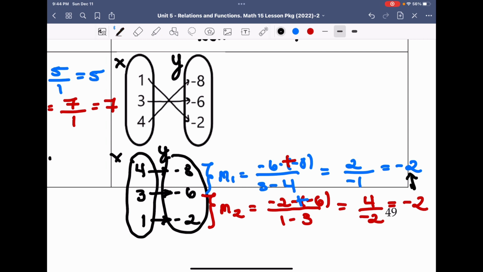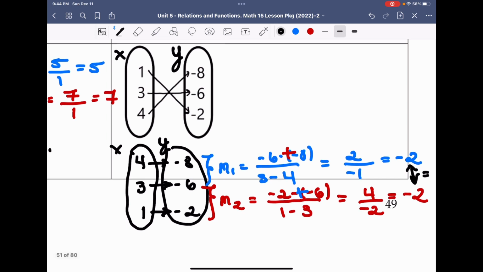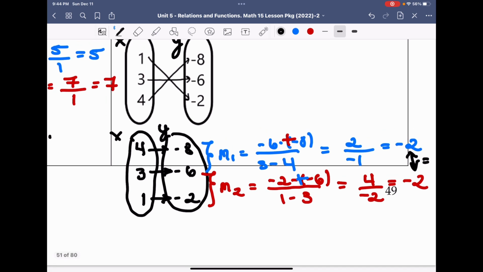These slopes are equal to one another. And as soon as I see that those slopes are equal to one another, now I need to calculate the b value, or the y-intercept. Here's how I'm going to do that. I know that we have our slope, and in order to get the y-intercept, I can now substitute in: I have y is equal to negative 2x plus b. I'm going to pick one of these points, and in this case, let's say, 1 and negative 2.